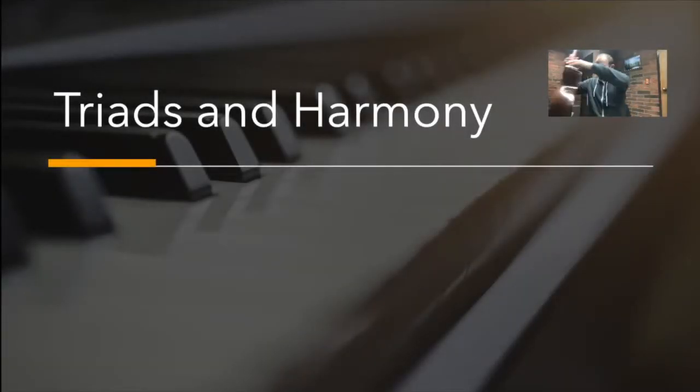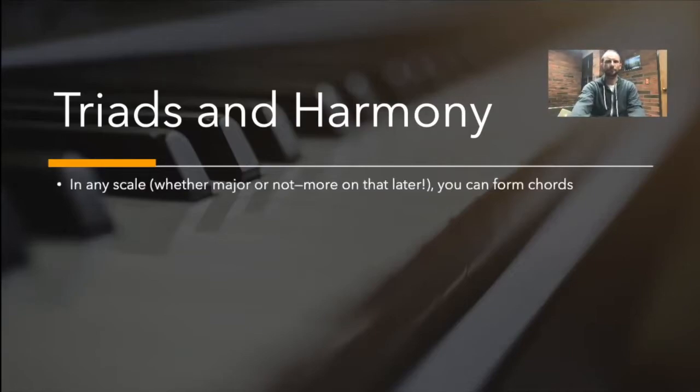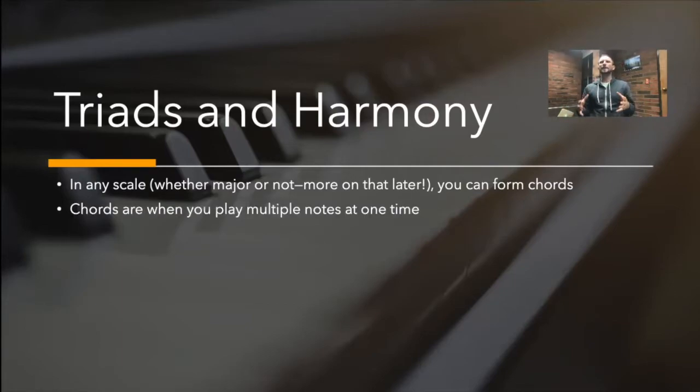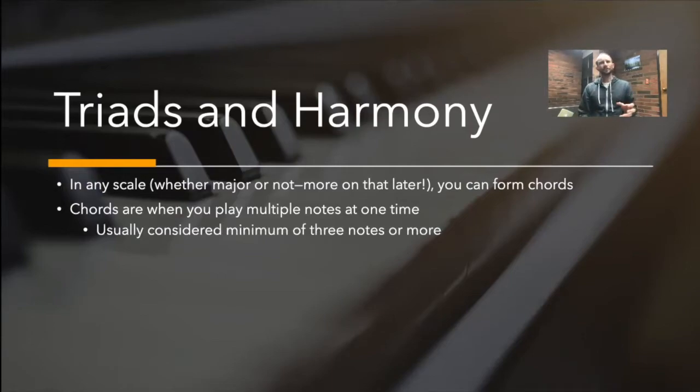When we're talking about harmony, and triads is what we'll eventually be talking about, what we're talking about are chords, and chords can be formed in any scale, whether a major scale or not, or even if there's no scale at all. A chord is basically just playing multiple notes at one time. It's usually considered a minimum of 3 notes or more, otherwise it's called an interval, which we studied.